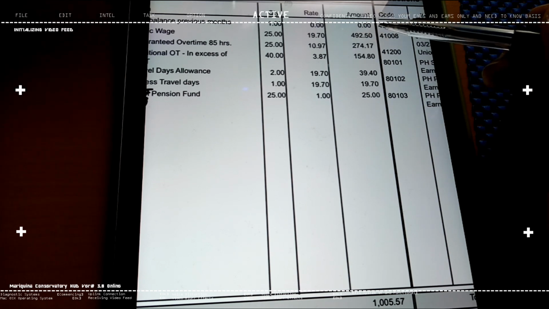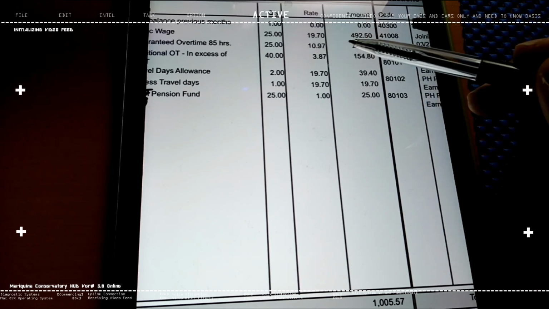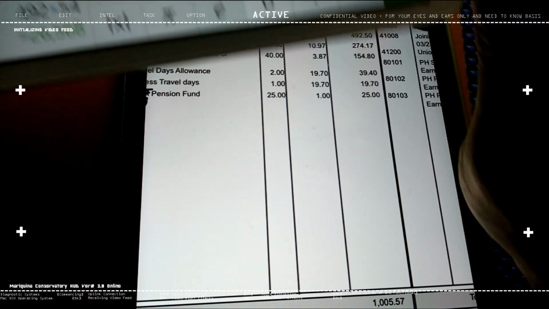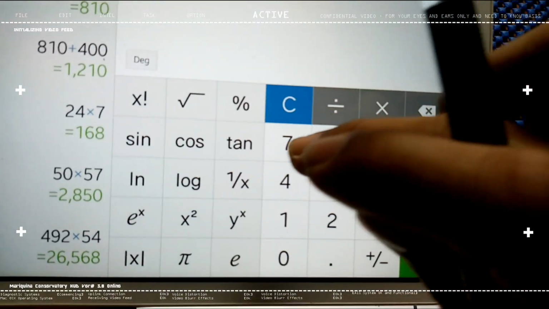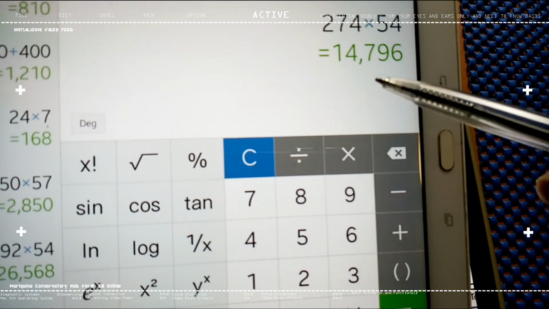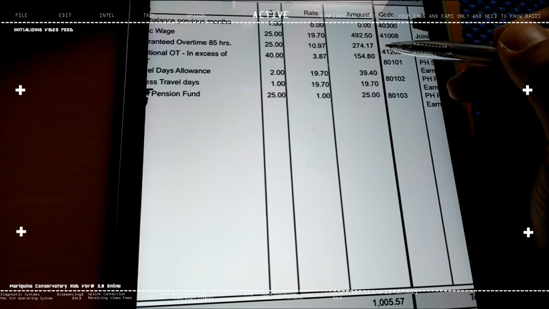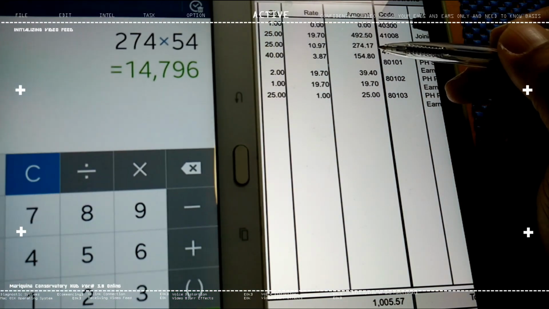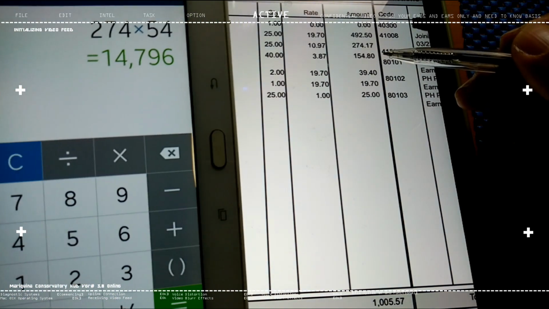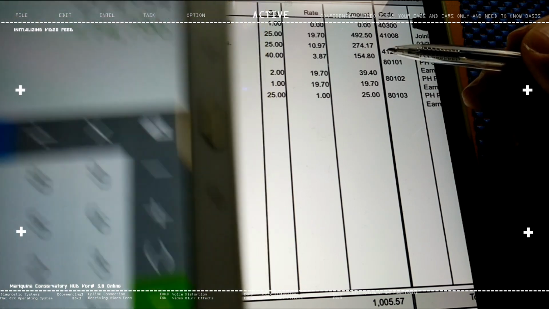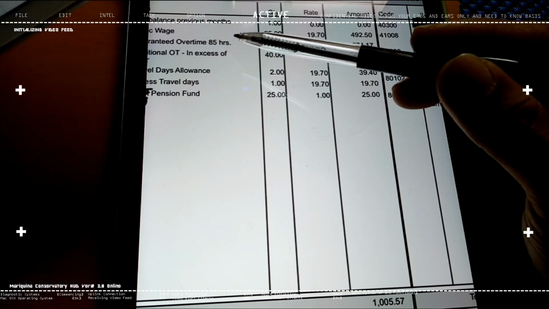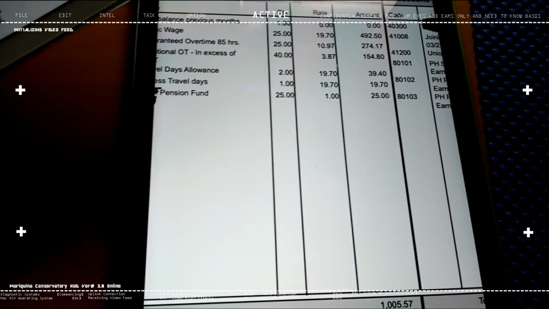The next is my guaranteed overtime, which is $274. We'll multiply that by 54, and that's a total of 14,796. Now the next we have here is additional overtime in excess of. The guaranteed overtime here is basically separate from the additional overtime that they're paying me.